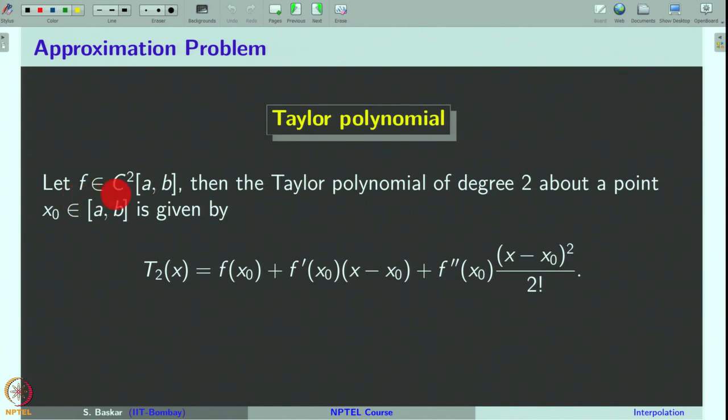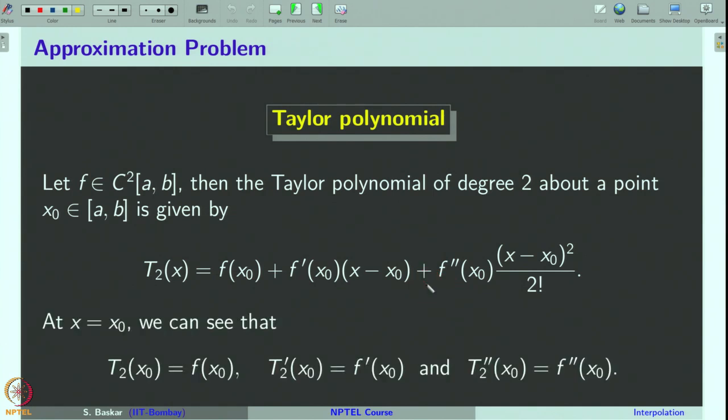For this, we need to assume that the function f is a C2 function on the interval AB, then we can see that the Taylor polynomial of degree 2 about the point x0 in the interval AB is given like this. Now, the question is: is this an oscillatory interpolation at the point x0? If so, what is the order?